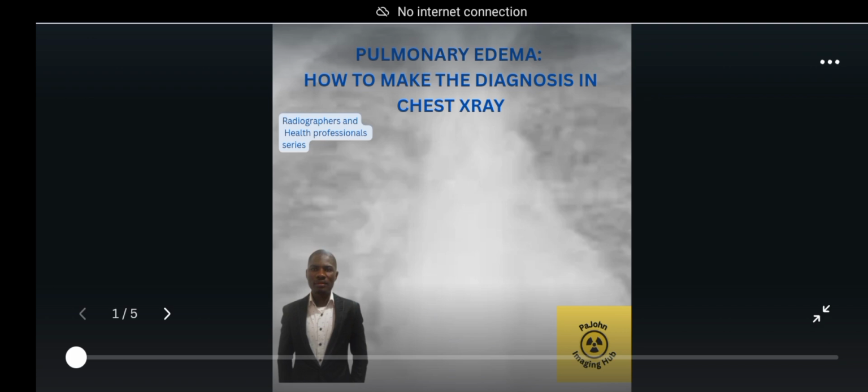In today's Radiographers and Health Professionals series, we look at pulmonary edema, how to make the diagnosis in chest X-ray.